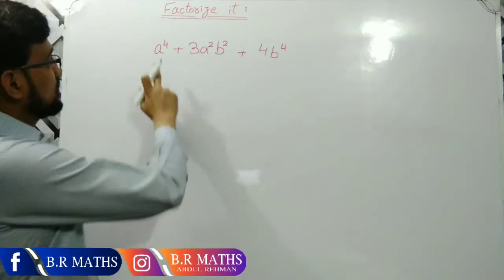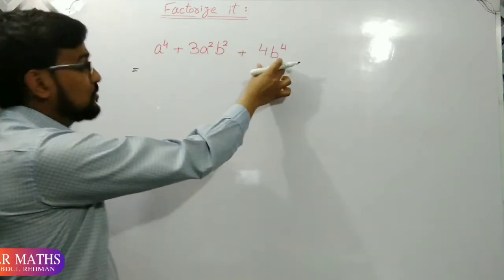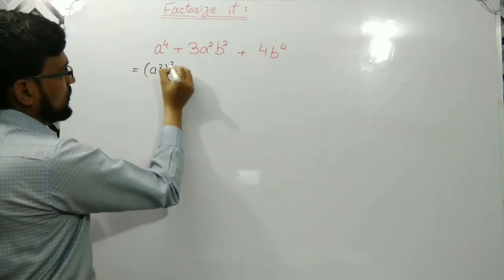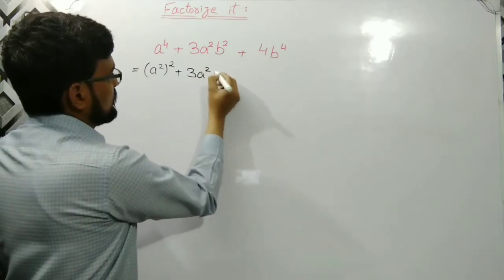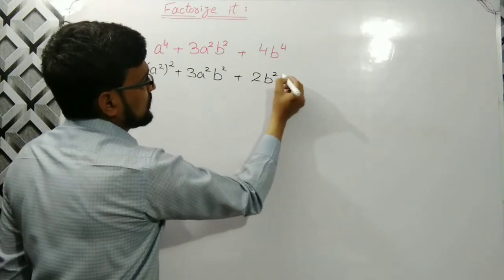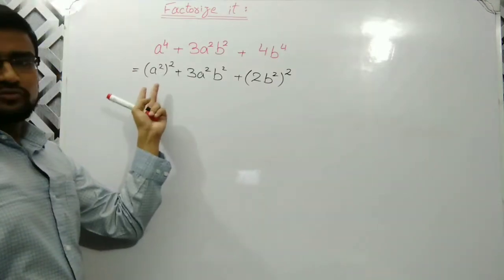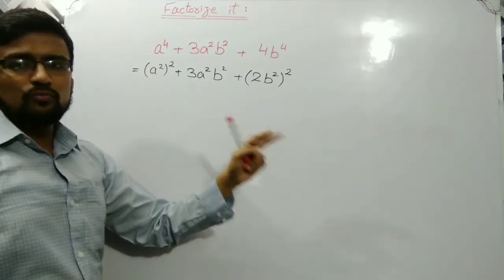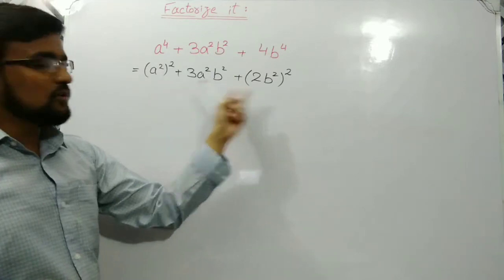Similarly in this question, the first term is a^4, and this is the whole square, a square whole square, and this last term remains the same and is written in the form 2b square whole square. Okay, so students, this is the first term square and then the second term square. According to the formula a square plus b square plus 2ab, this term does not complete the whole square.